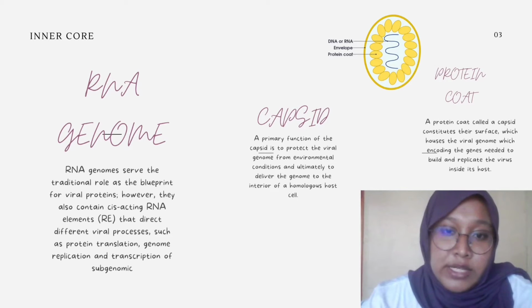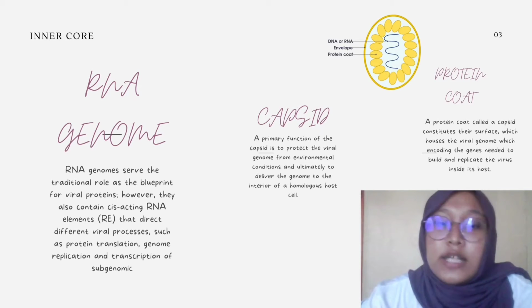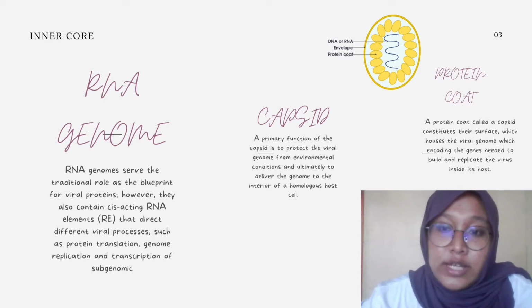So next is capsid. The primary function of the capsid is to protect the viral genome from environmental conditions and ultimately to deliver the genome to the interior of a homologous host cell. So next is protein coat. A protein coat called a capsid constitutes their surface, which houses the viral genome, which encodes the genes needed to build and replicate the virus inside it.